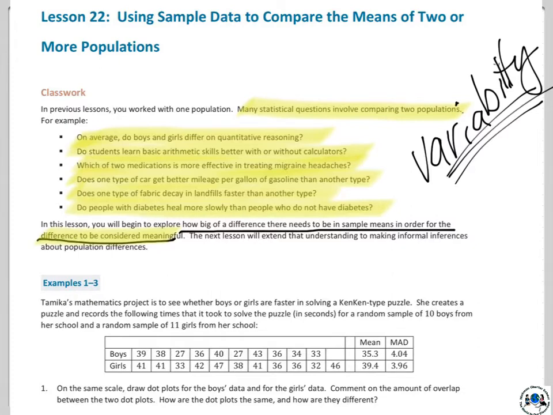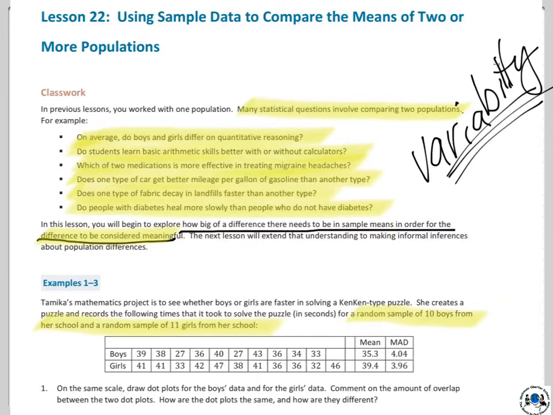Here are examples 1 to 3. Tamika's mathematics project is to see whether boys or girls are faster in solving KenKen type puzzles. She creates a puzzle and records the following times it took to solve the puzzle, in seconds, for a random sample of 10 boys from her school and a random sample of 11 girls from her school. Here is the data that she has compiled.